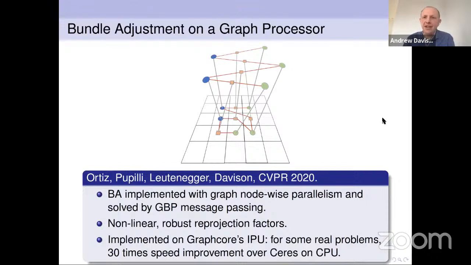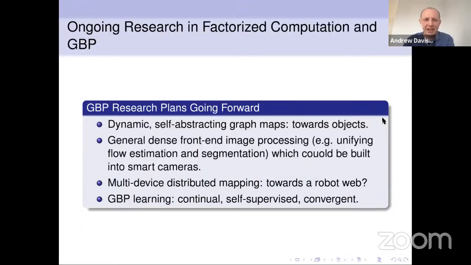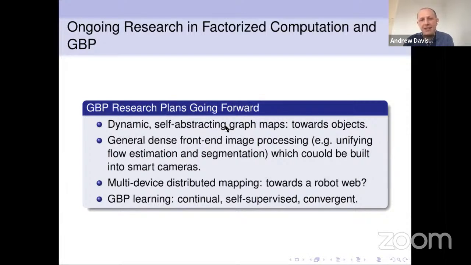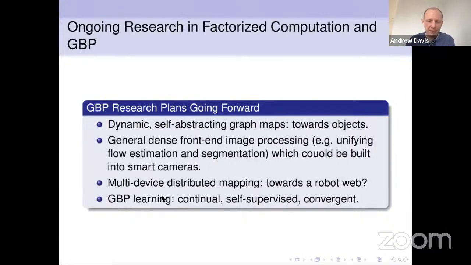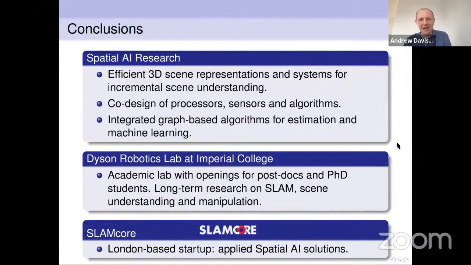So that's just the starting point of research in this area, and I've got lots of stuff going on in trying to take these ideas into other directions for different sorts of processing, for front-end image processing, for graph maps that gradually self-abstract themselves into more abstract forms, for multi-device distributed mapping, where we lay out these graphs across multiple communicating devices, and then also some interesting ideas of how we might implement general learning architectures within this sort of computation. Okay, I'd better finish there.